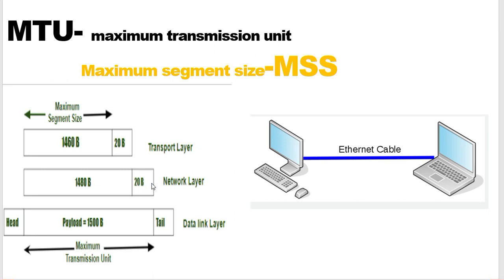Then when it goes up to the transport layer, the TCP header size is again 20 bytes. So what is in the TCP header? The TCP header contains information about the source port and destination port, the TCP connection number, windowing, and all these checksums.